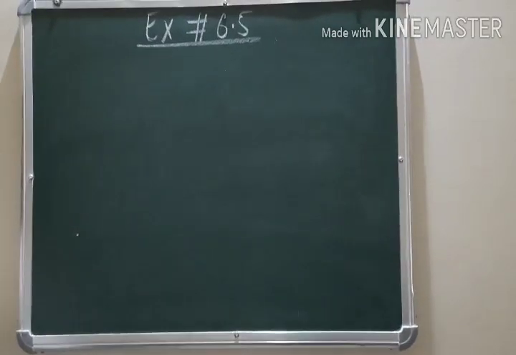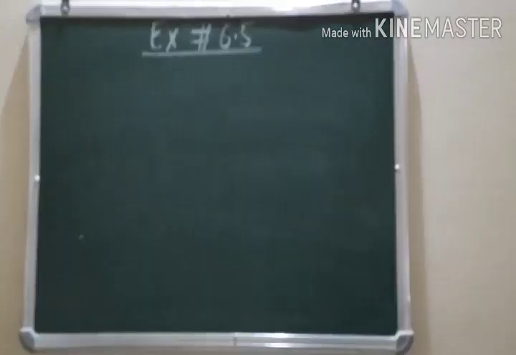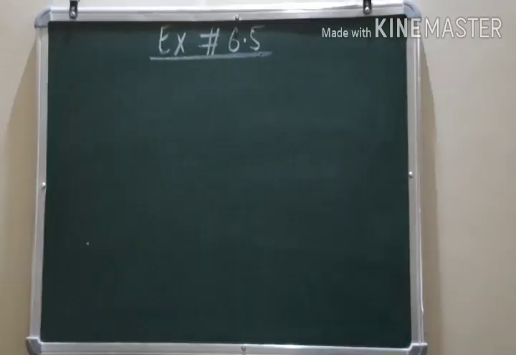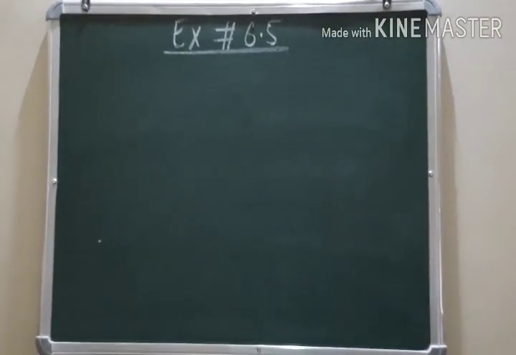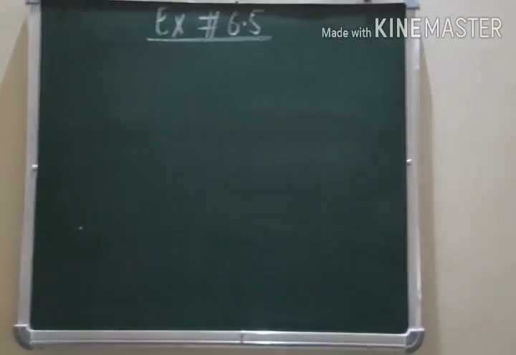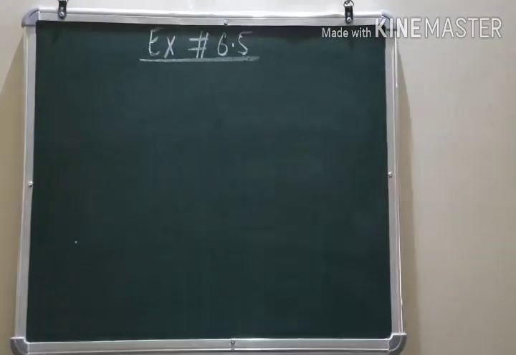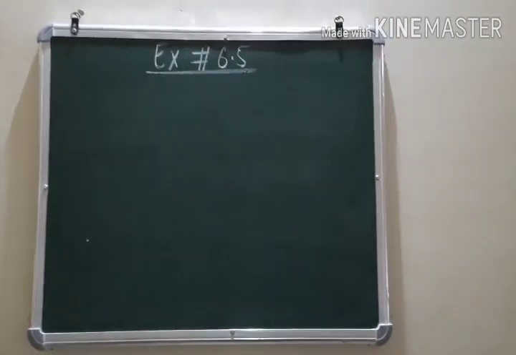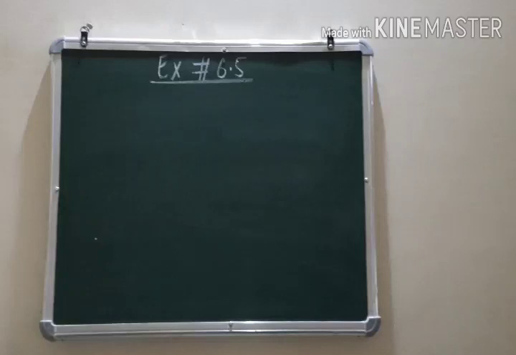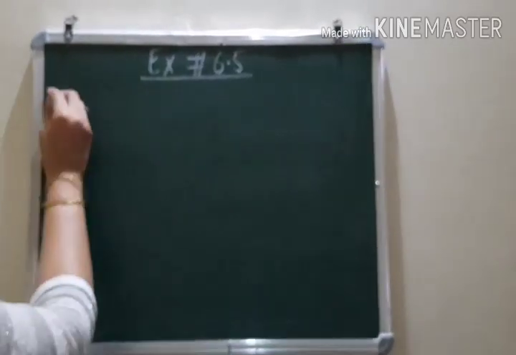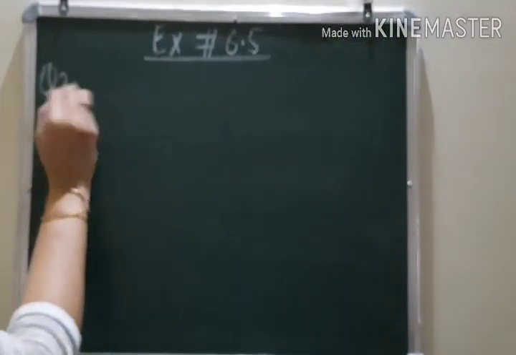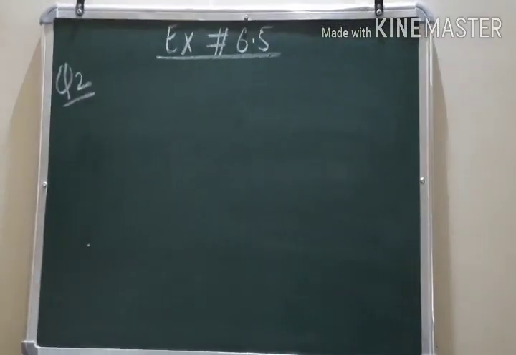Good morning, students. Today we are starting with exercise 6.5. Yesterday I told you the Pythagoras theorem, its converse, and a few examples related to it, that is, the applications of the Pythagoras theorem. So let's start with exercise 6.5. Question number 1, I gave you as homework. Now we are starting with question number 2.